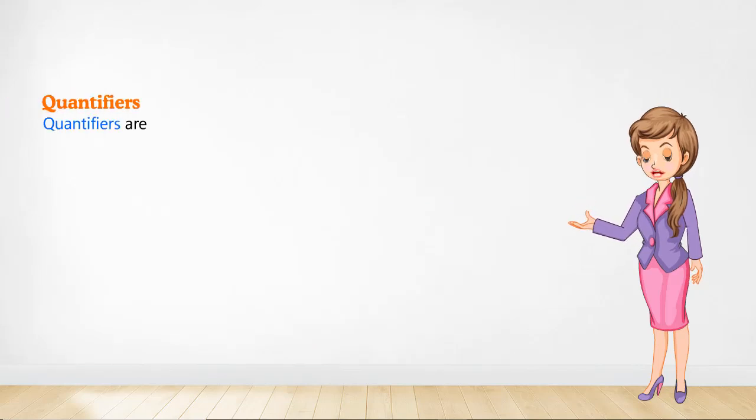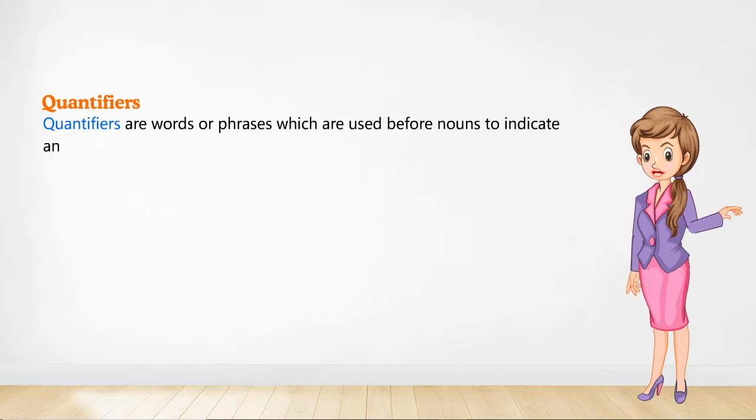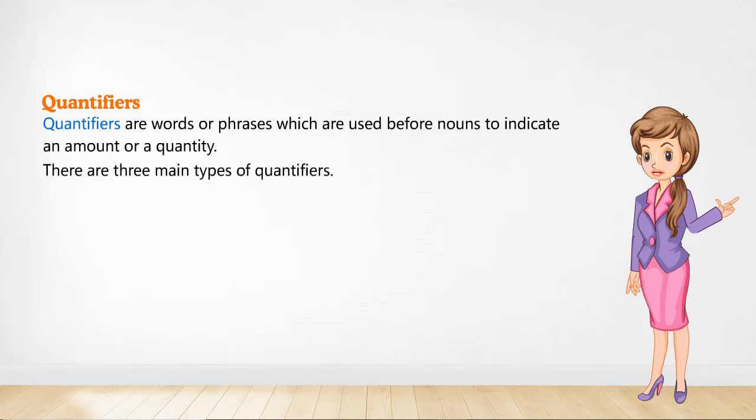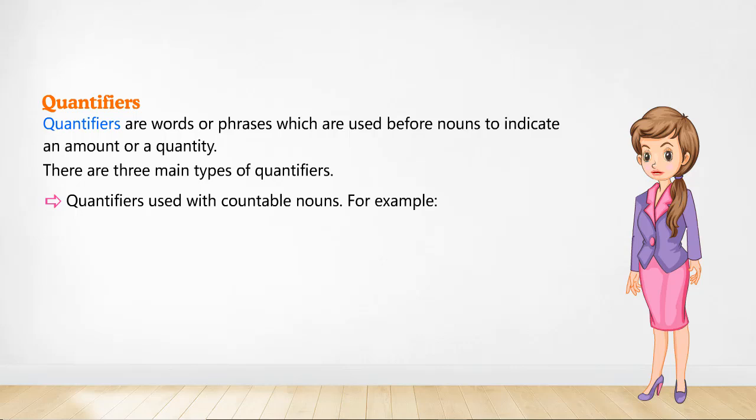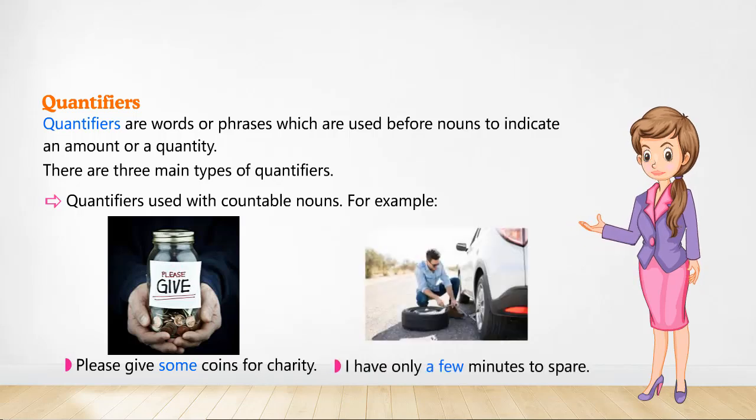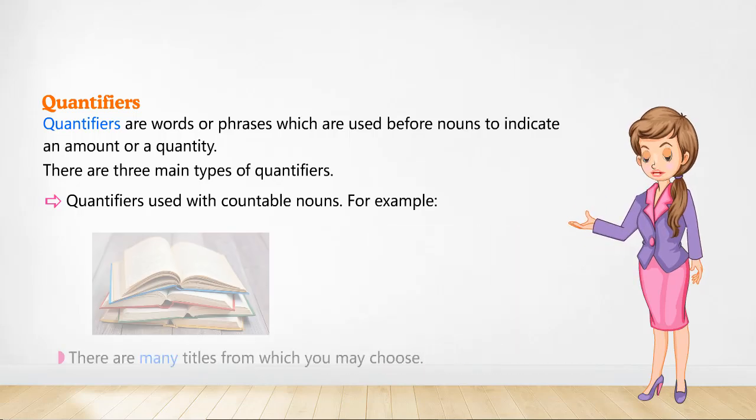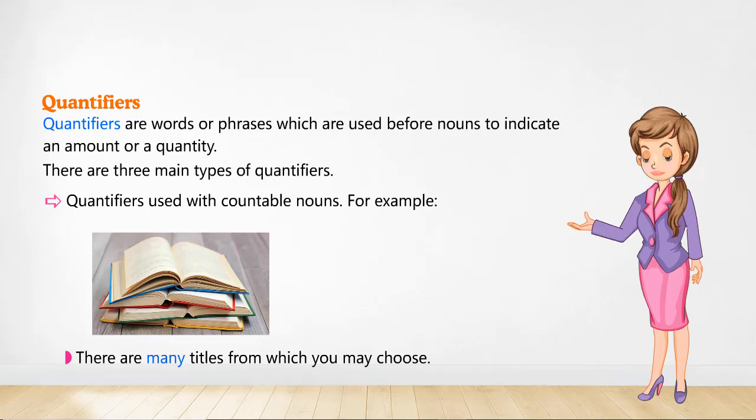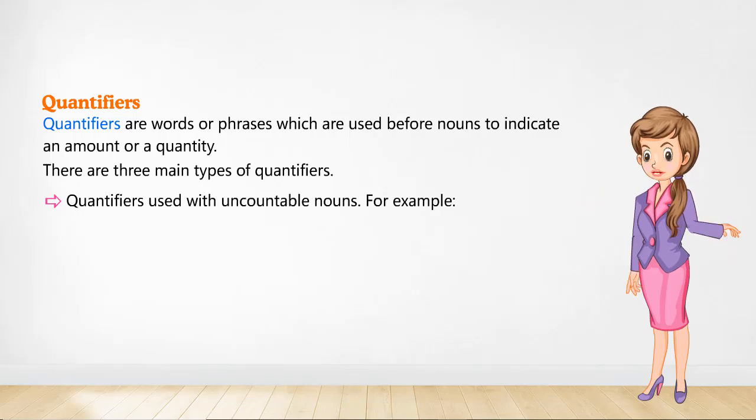Quantifiers. Quantifiers are words or phrases which are used before nouns to indicate an amount or a quantity. There are three main types of quantifiers. Quantifiers used with countable nouns. For example, please give some coins for charity. I have only a few minutes to spare. There are many titles from which you may choose.